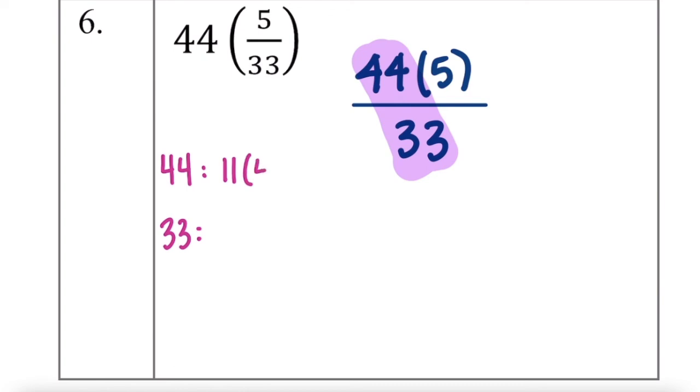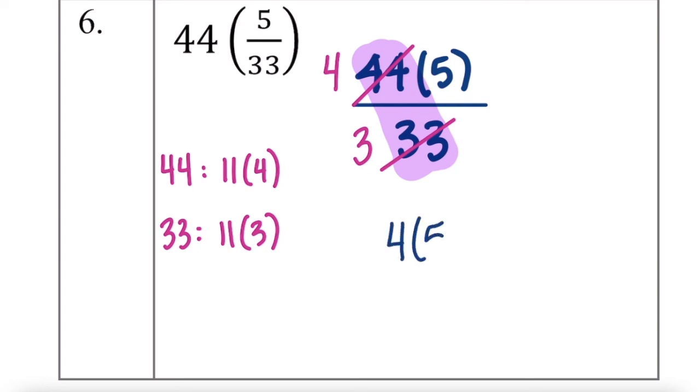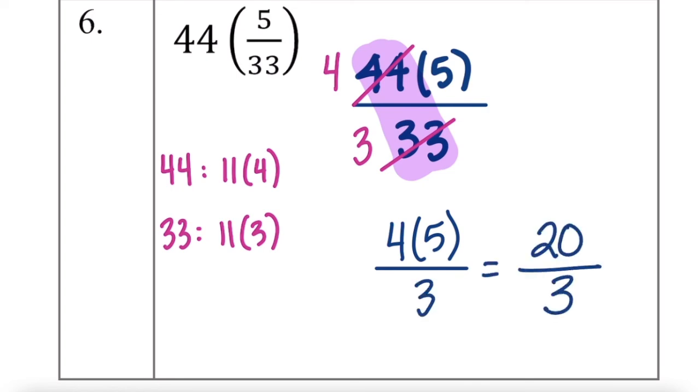44 is 11 times 4. 33 is 11 times 3. So if I factor out 11 from 44, I'm left with 4. And I factor out 11 from 33, I'm left with 3. So now my new expression is 4 times 5 divided by 3. And I can multiply that to get 20 over 3.